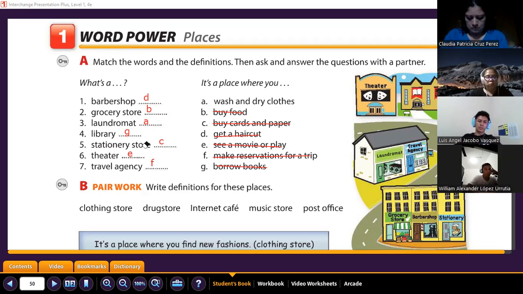Thank you. La misma le tocó, ¿verdad, Luis? Yes. Okay, good. Verónica, tú, Alejandro. Stationery store. What's a stationery store?